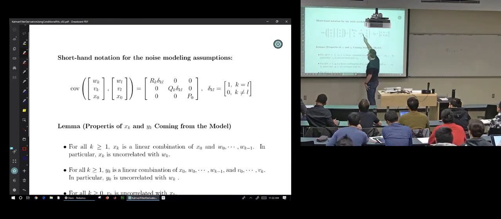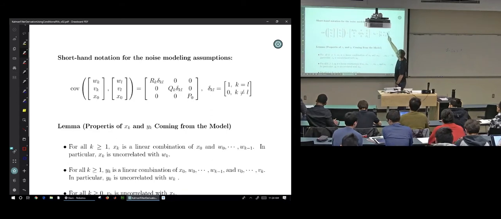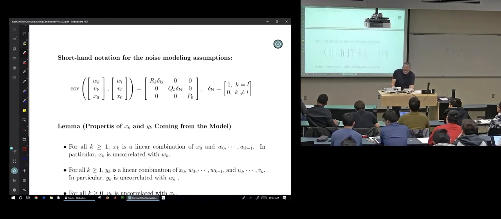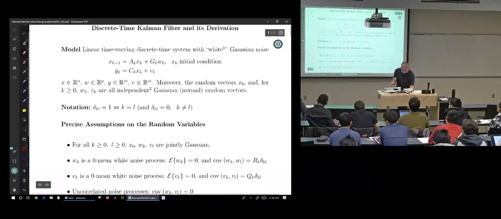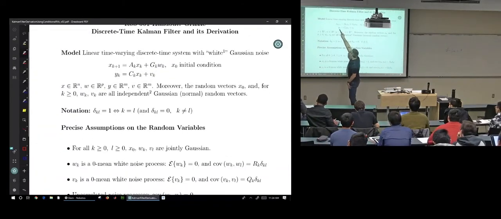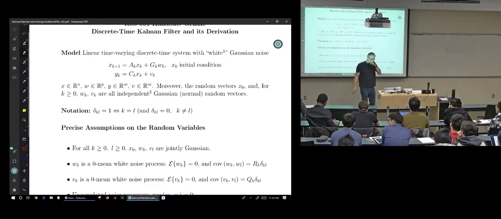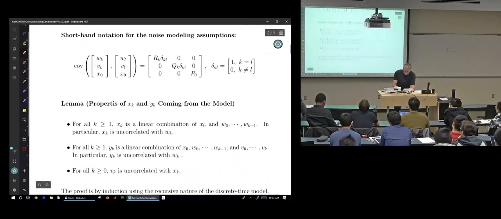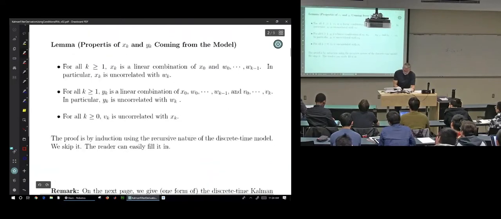So that's what these delta_kl are, it's the Kronecker delta. They're 1 when k equals l and 0 when not. So almost everything is uncorrelated in terms of the noises. Now, the measurement is correlated to the state through this linear model, okay? And that's the same calculation we made with MVE. So you can read through all of these.